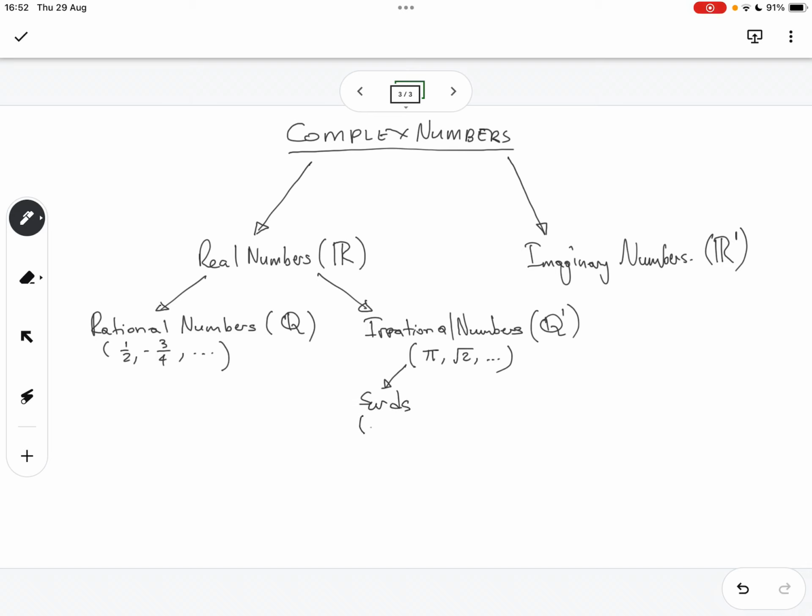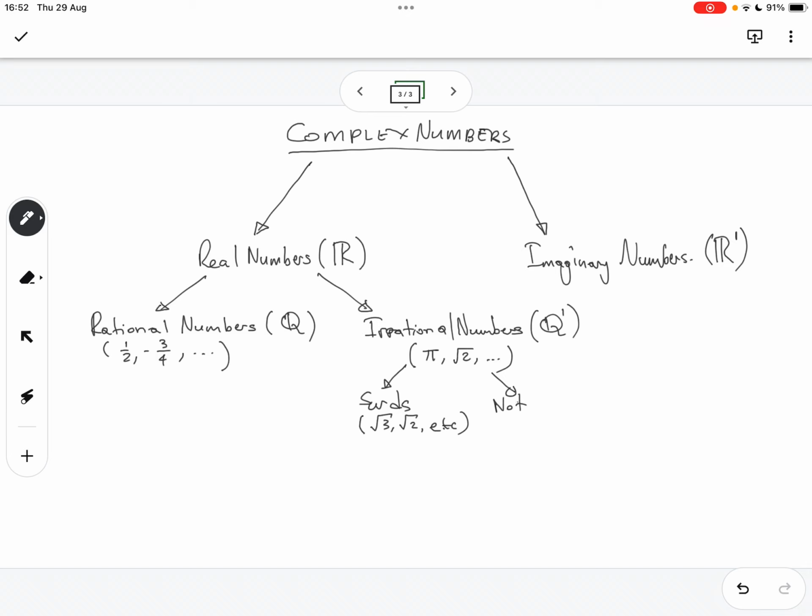And surds are these ones, both square root of 3, square root of 2, etc. Right? And then these ones are non-terminating, non-recurring decimals. So non-terminating, non-recurring is both pi and Euler's number or something like that, right?